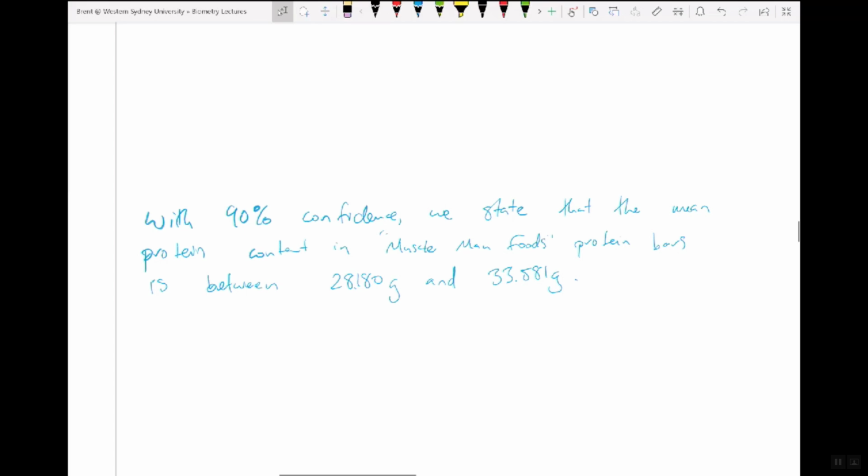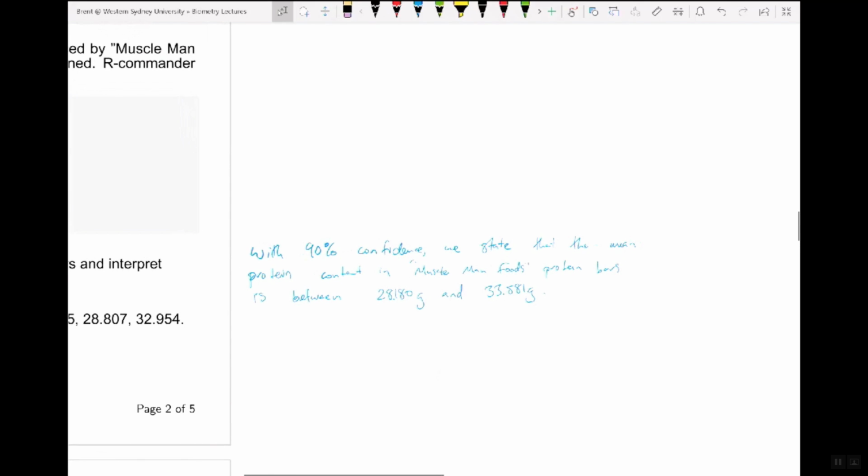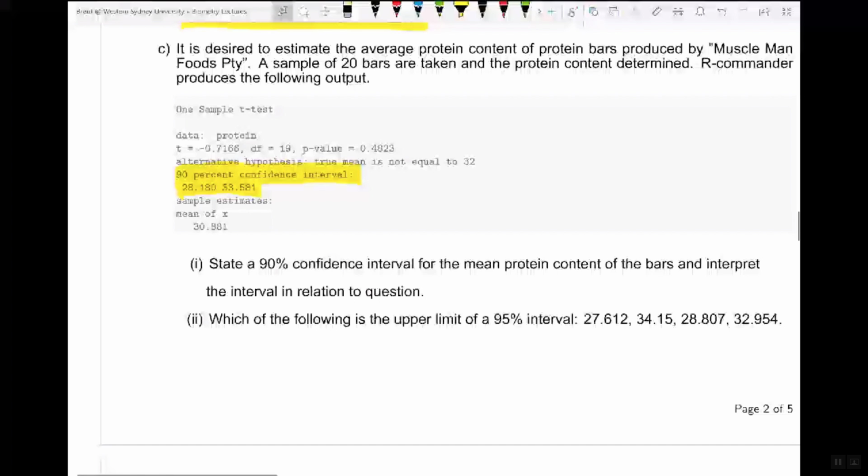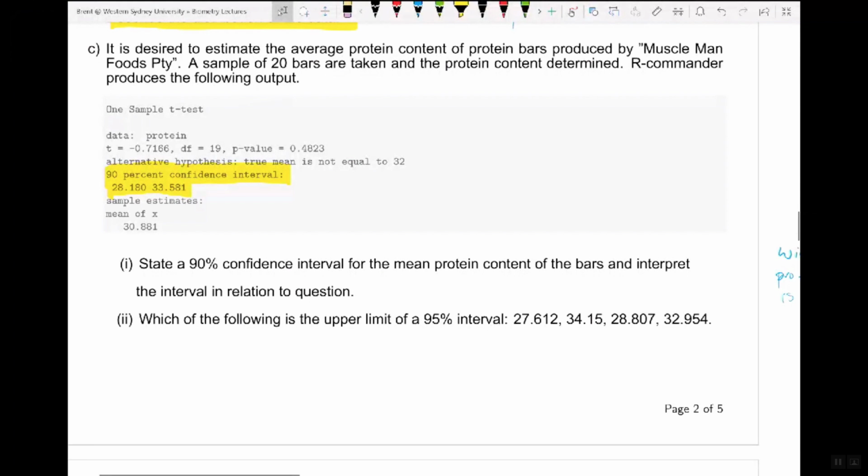And that leads into the next question, because the next question asks us, which of the following is the upper limit of a 95% interval for the exact same data? So you should know that you can't calculate this by hand, and R Commander only gave you the 90% interval. So how do you know what the 95% interval should be? Well, you can work it out logically.